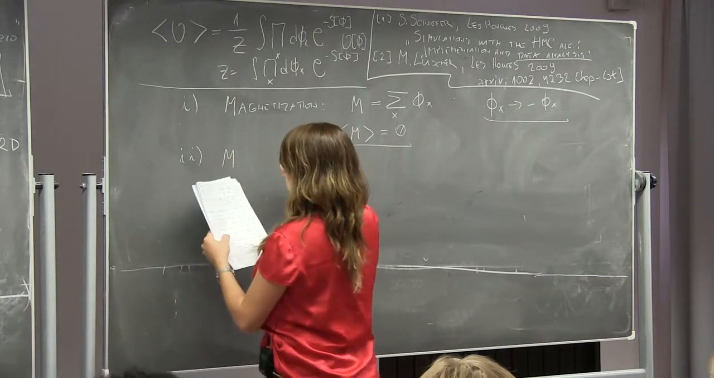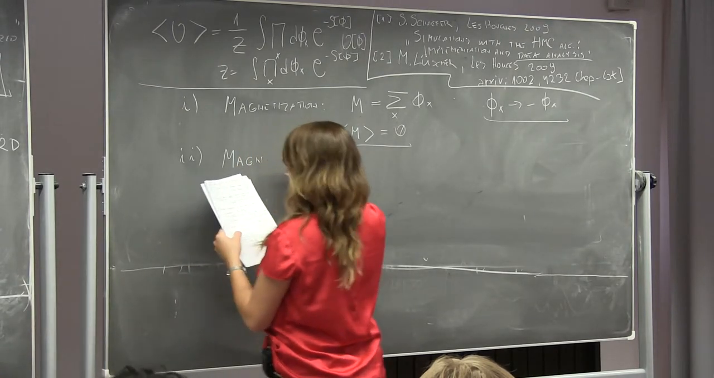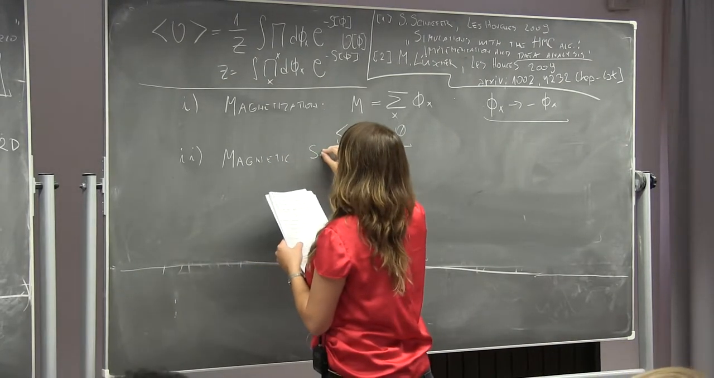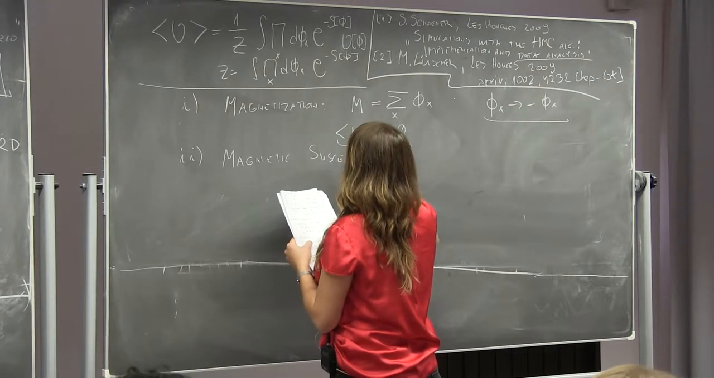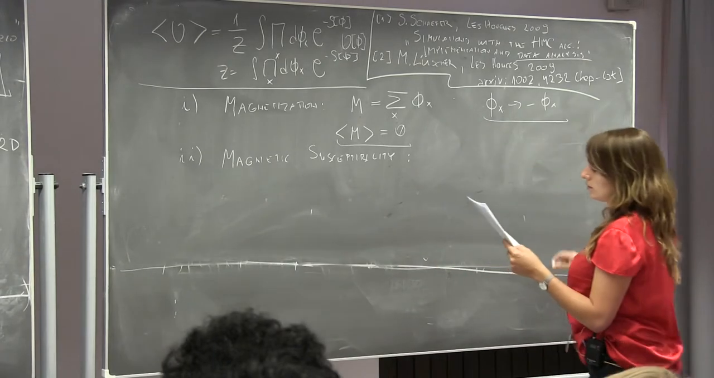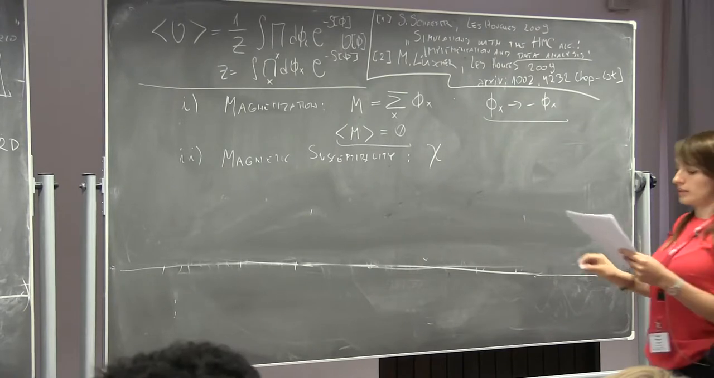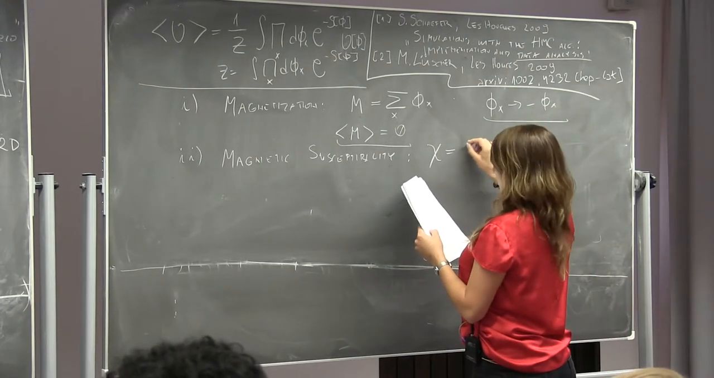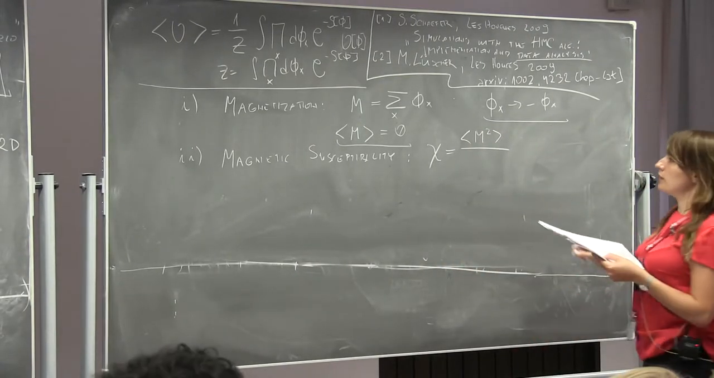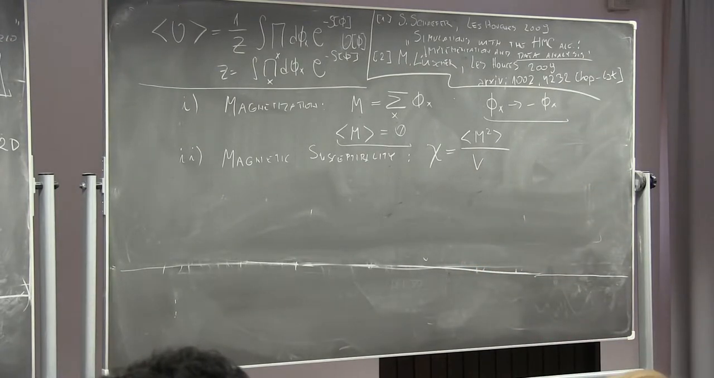Now, a non-zero observable which can be measured in this simple theory would be the magnetic susceptibility, which would be the average of the magnetization squared divided by the lattice volume.